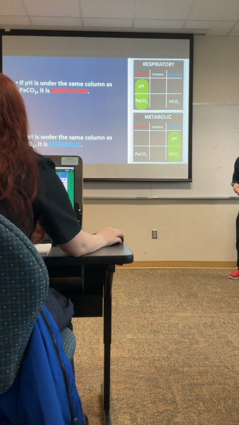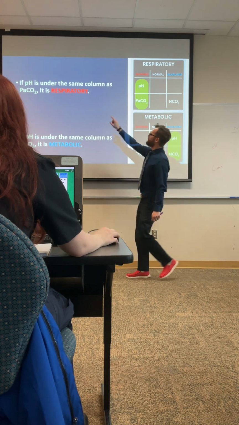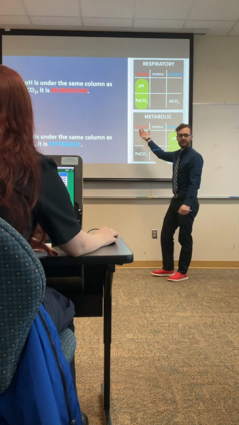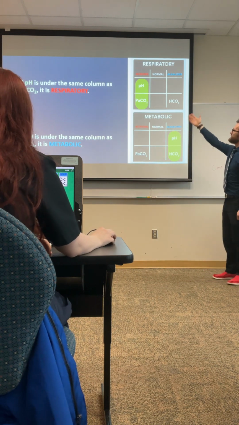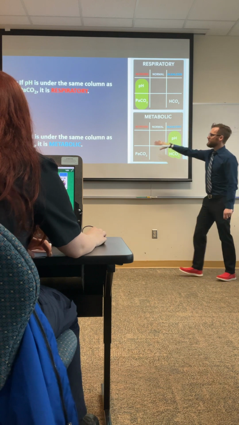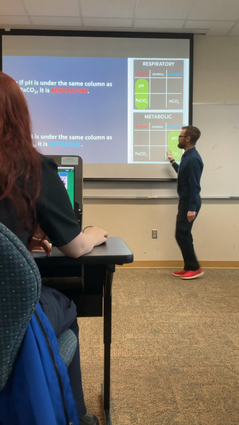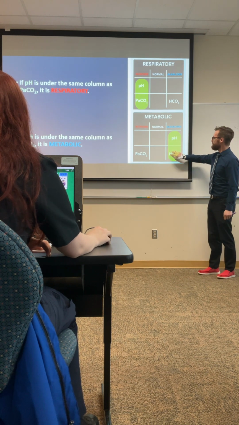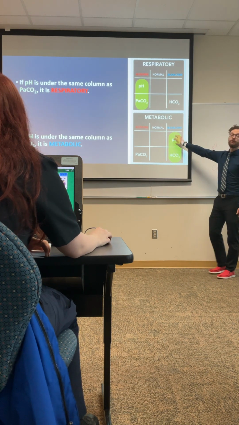We can kind of see it in this picture here, where if the pH is under the same column as the CO2, which is respiratory, we know that to be respiratory in nature. In this case, it's represented as respiratory acidosis. And in this case, the pH is in the same column as the HCO3, which makes us understand that this is metabolic alkalosis.